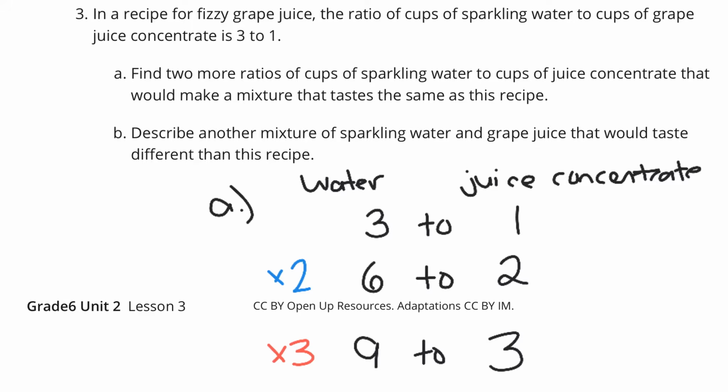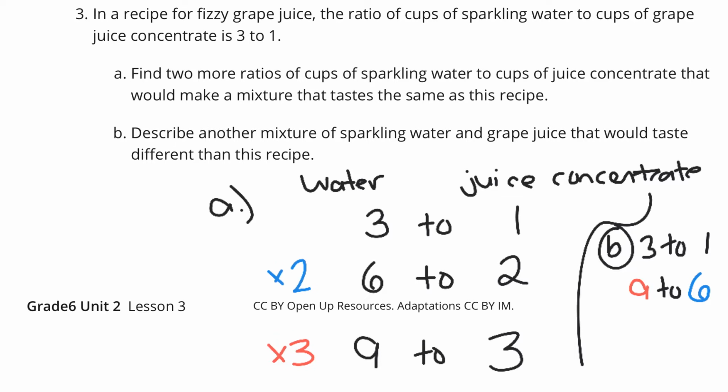Now, for B, something different. Well, really, if 3 to 1 was the original, say I triple the water and get that to 9 by multiplying by 3, but I put 6 times the amount of juice concentrate, that would certainly make it taste different if I tripled the one and I multiplied by 6 for the other. That would create a much, much different ratio. All right, let's move on to question 4.